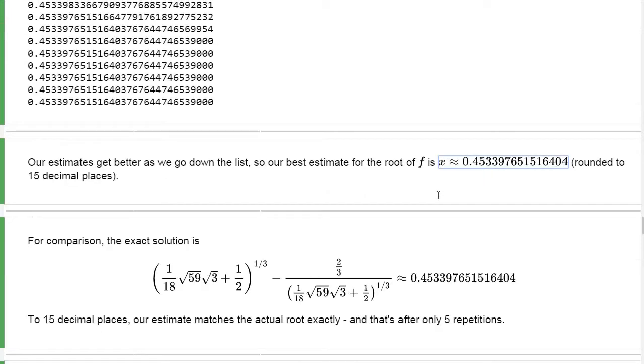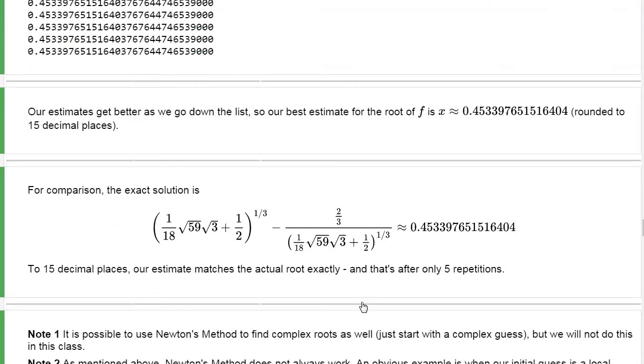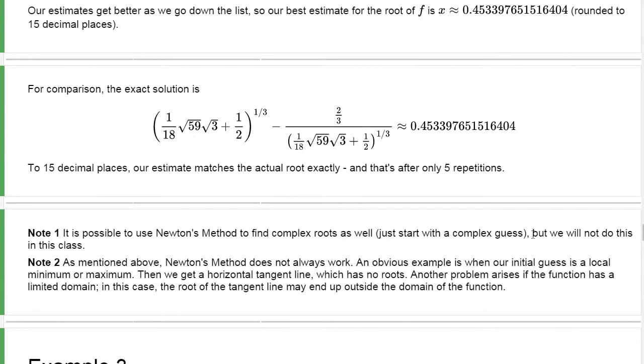So, and that, remember, only took 5 repetitions to get there. Okay, 6 through 10 were the same answer. To 30 decimal places, they all agree to 15. So it really only took 5 repetitions to get 15 decimal places of accuracy here.